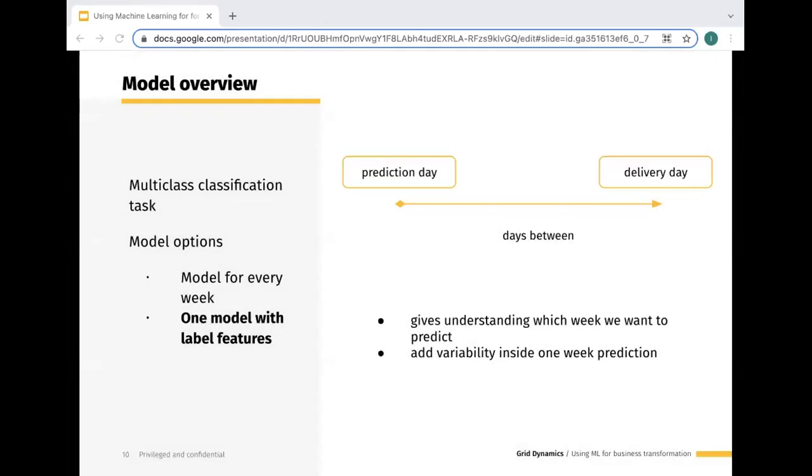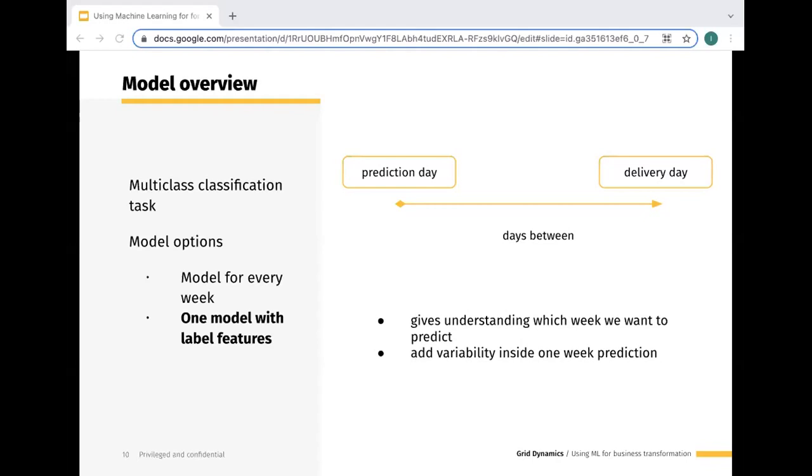So as we have a multi-class classification task, we had two options. First, our option was to build a model for every week. So one model for the first week, one model for the second week, and so on. Or create one model and add as features some label which we want to predict. The simplest approach to do this is to create a specific label, for example, one when we want to predict the first week, two when we predict the second, and so on.